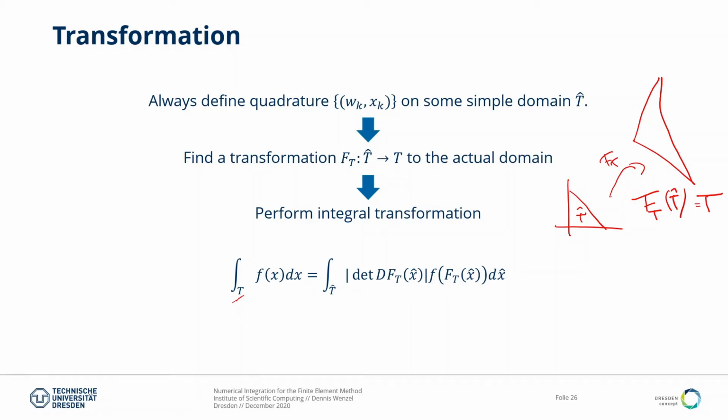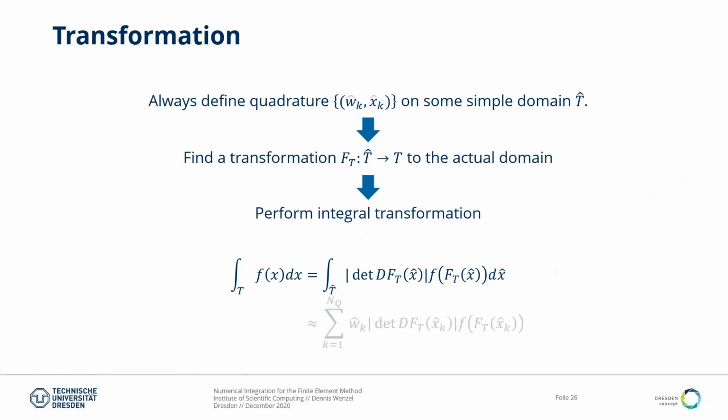And then the integral transformation theorem states that, if you want to transform your integral from T to T hat, you have to include this determinant of the Jacobian of f_T, which is the area scaling factor, so the difference in areas. And then you additionally simply evaluate f at transformed points. Okay, so that's always the two ingredients when talking about integral transformation. You transform the points and you rescale the area. That's something we talked about in the last lecture.